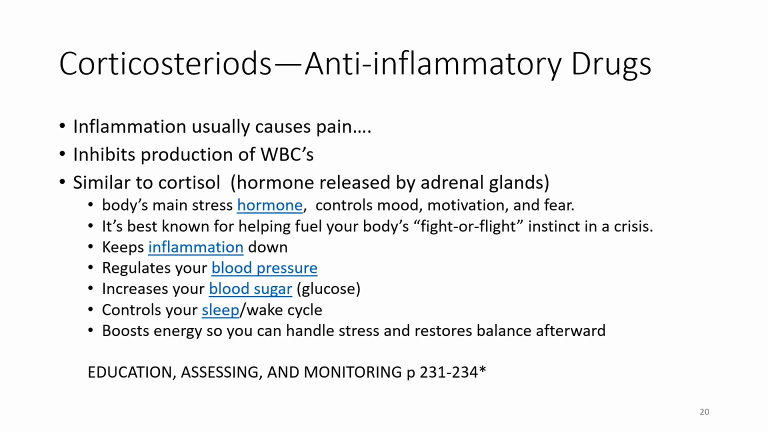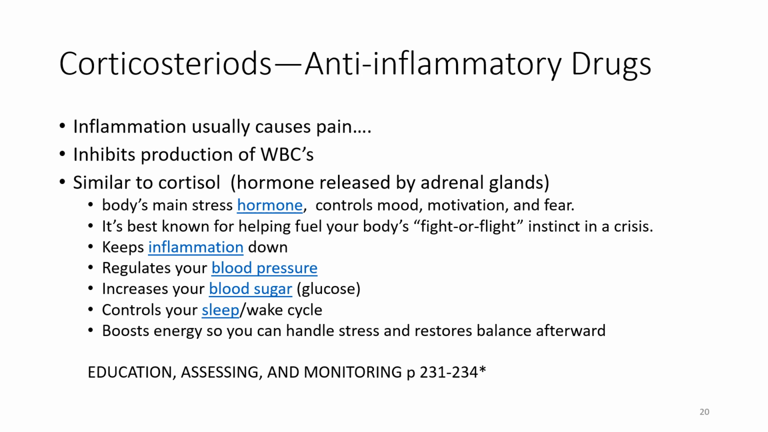So natural cortisol is like our body's built-in alarm system. Okay, we talked about how it's our main stress hormone. It's our fuel for our fight or flight instinct. And this is what helps us keep inflammation down. Remember, it also regulates blood pressure. It can increase our blood sugar because remember, when our stress goes up, so does our blood sugar.